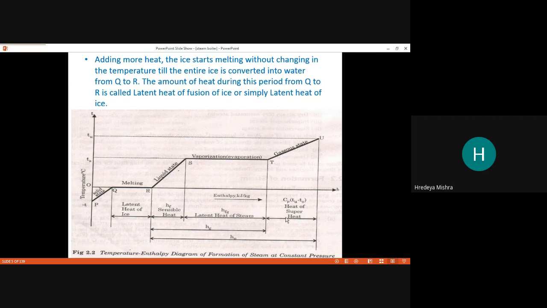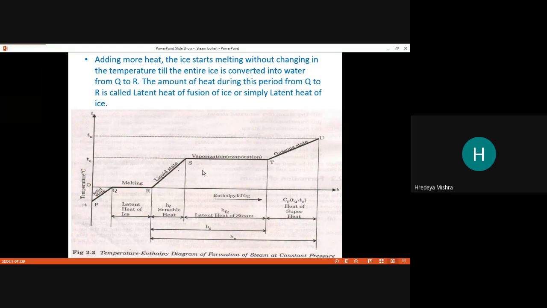If we can increase the heat, then all the heat is transferred to the gaseous stage. So what happened here? The heated steam is converted to superheated steam.